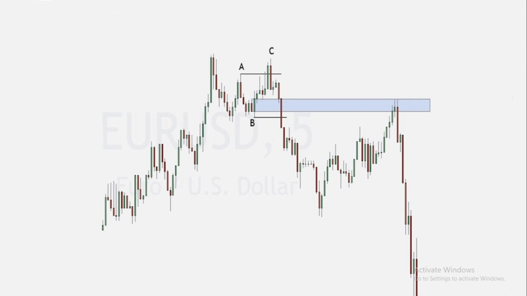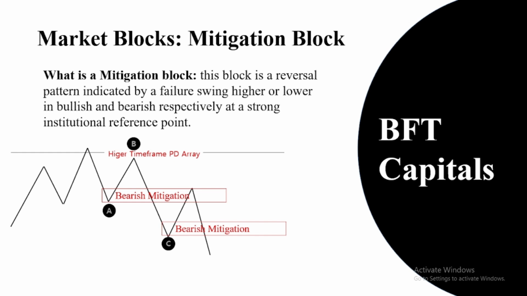That is the mitigation block. Mitigation blocks. What is a mitigation block? This block is a reversal pattern indicated by a failure swing higher or lower, in bullish and bearish cases respectively, at a strong institutional reference point.